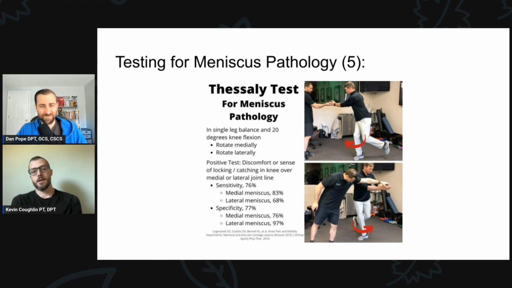As Dan had mentioned, Thessaly is one of our special tests. It was very popular for a period of time. Still pretty popular. I think it's a decent test, depending on the mechanism of injury.